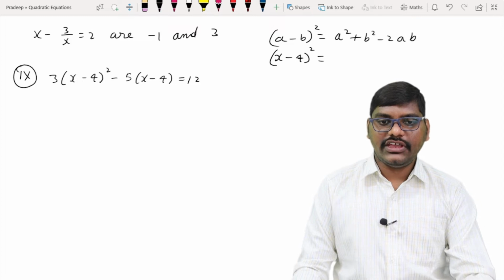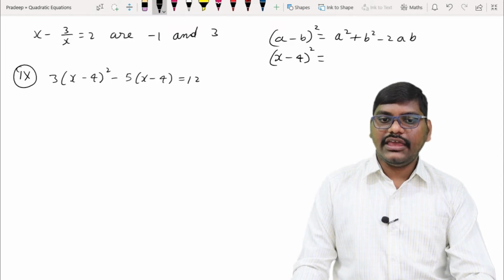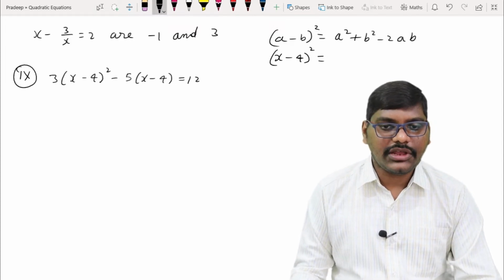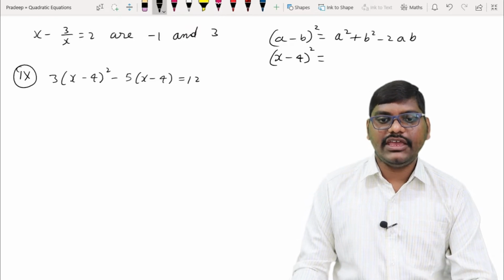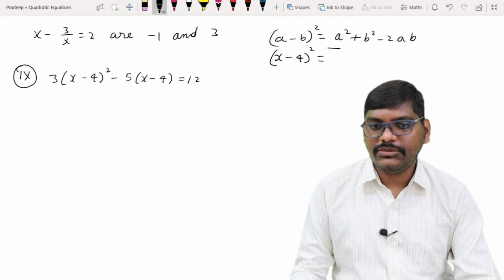So this is x minus 4. See here, x is resembling a and 4 is resembling b. So in the place of a I can write x, in the place of b I can write 4. I'll do the same thing over here.